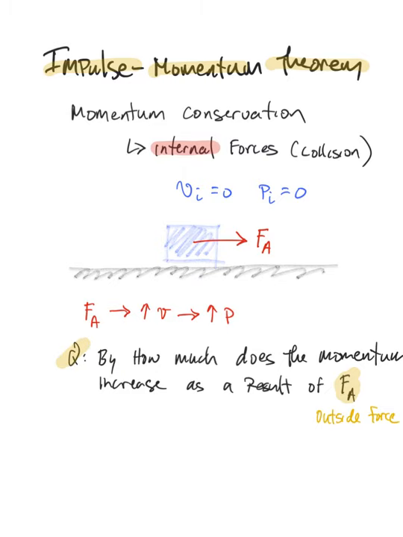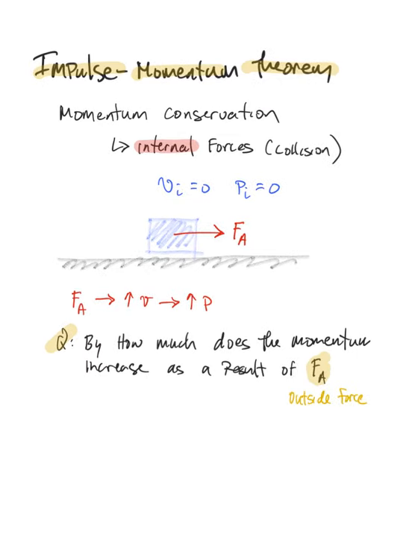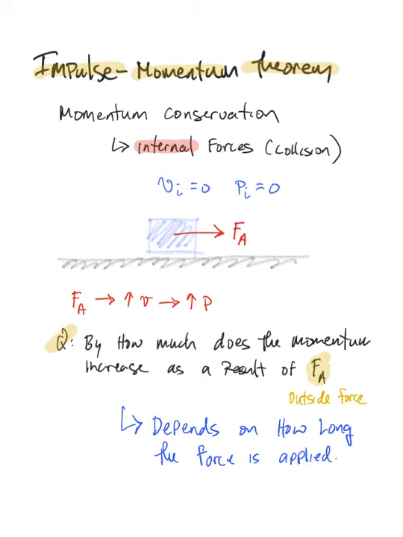All right, so here we go. So that's our question. By how much does the momentum increase as a result of the applied force? Well, I hope it's obvious to you that you need some more information to answer the question. In particular, it might be clear to you that I need to know how long that force has been applied. So the answer to this question is going to depend on how long the force is applied. In other words, I need to know the delta t. I need to know the time that force is applied.